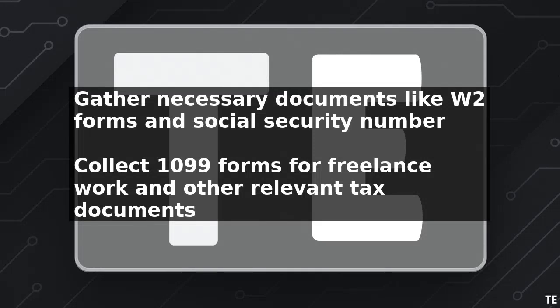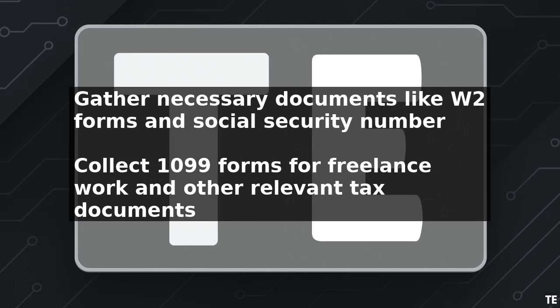To file Ohio state taxes, you will need to follow a series of steps, starting with gathering all necessary documents and information. First, collect your W-2 forms from your employer, 1099 forms for any freelance work, and any other relevant tax documents. You will also need your Social Security number and driver's license.